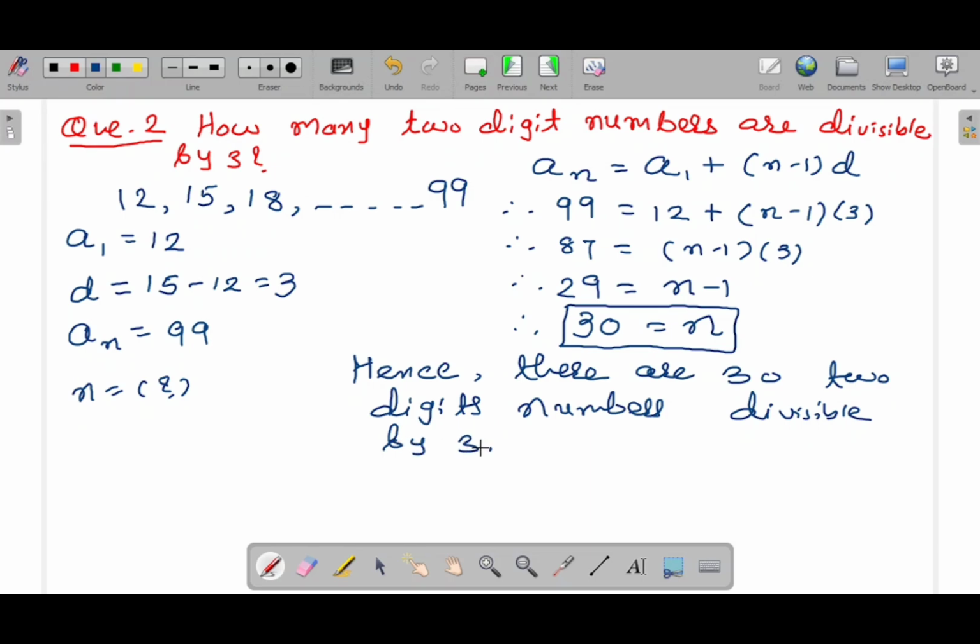Similarly, pause the video and calculate how many three-digit numbers are divisible by 7. Similarly, you can calculate how many two-digit numbers are divisible by 11. And like this, you can create many such examples. Hope you like this example.